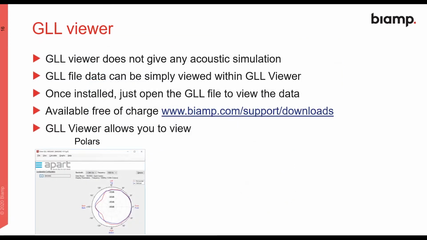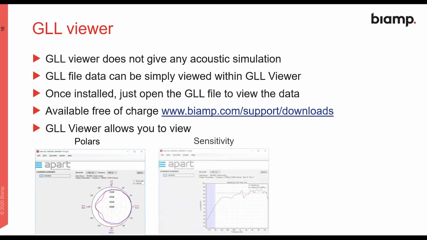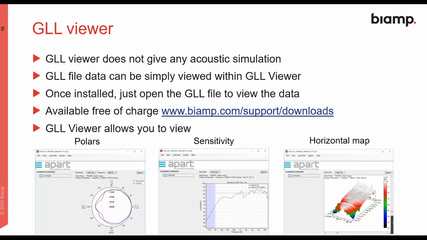The link is here. What GLL Viewer typically allows you to do, some of the useful things, is you can see the polar plots for the loudspeaker, so you can see how it's going to perform on its own in a space. You can see the sensitivity or the bandwidth of the loudspeaker, and you can see the horizontal map. But there's an awful lot more, including the physical dimensions and weight and so on, that you can view within GLL Viewer. So that's a great thing to have on your computer so that you can very quickly see how a loudspeaker is going to perform on its own without any other loudspeakers in a room.